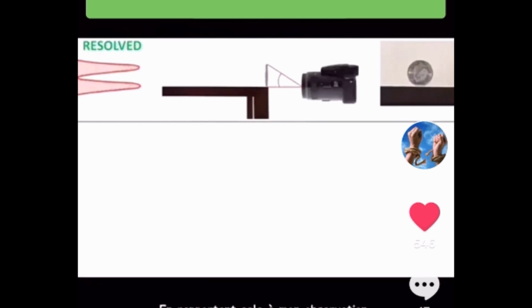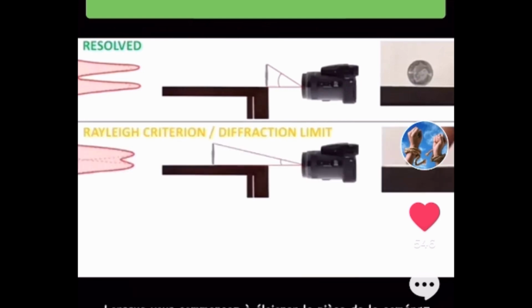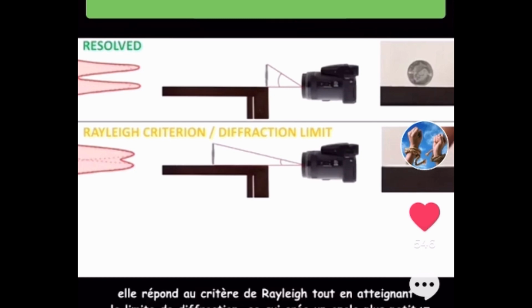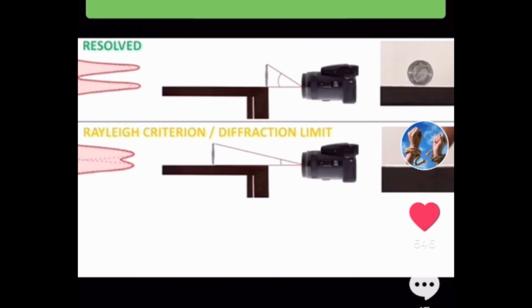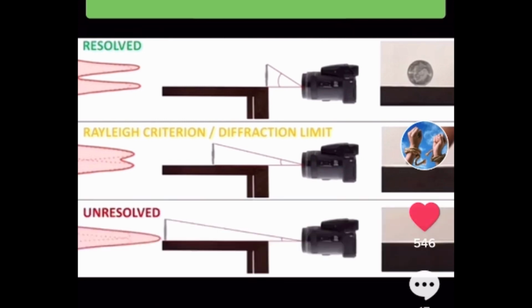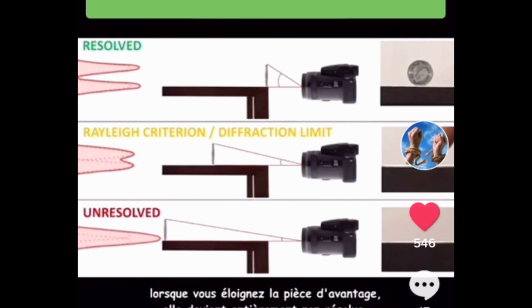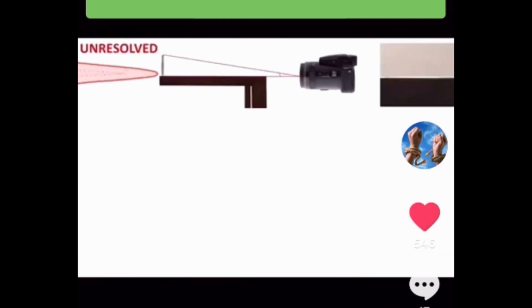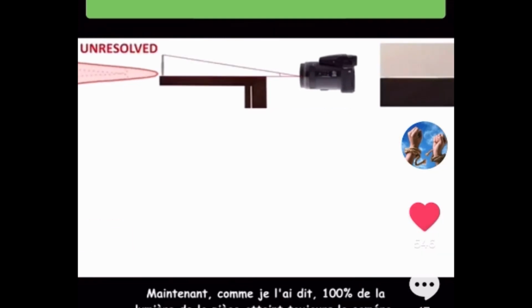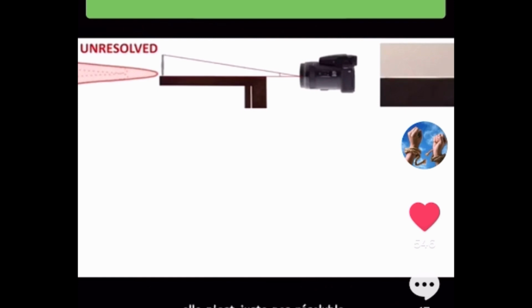So relating this to my observation, when the coin is closer to the camera, it is fully resolved. As you start moving the coin away from the camera, it meets the Rayleigh criterion, or the diffraction limit, and this creates a smaller angle, making the coin disappear bottom up. And when you move the coin further away, it becomes fully unresolved. Now as I said, 100% of the light from that coin is still reaching the camera, it's just unresolved.